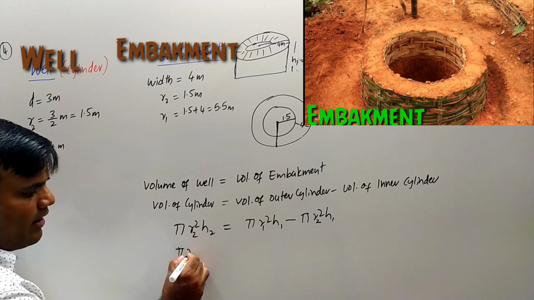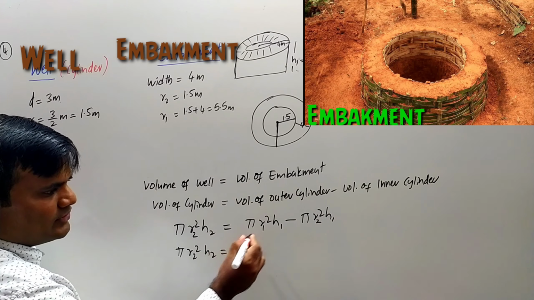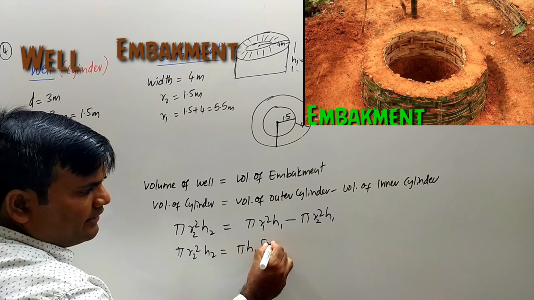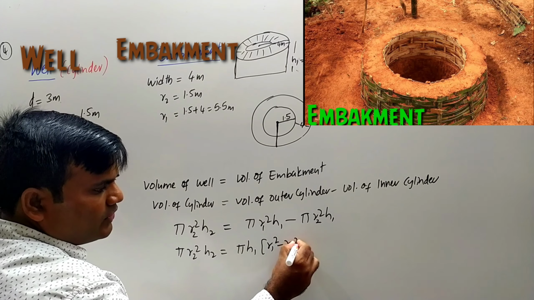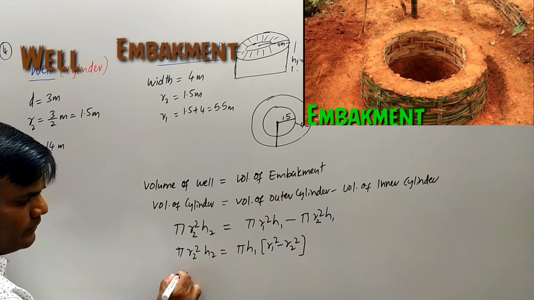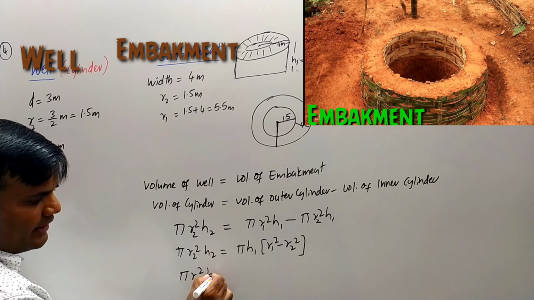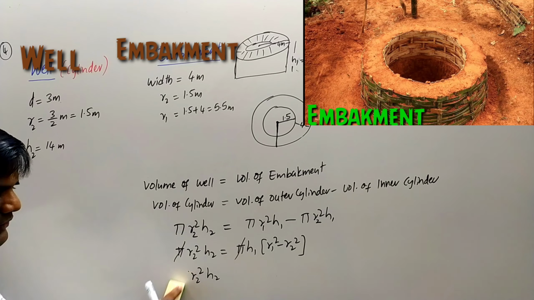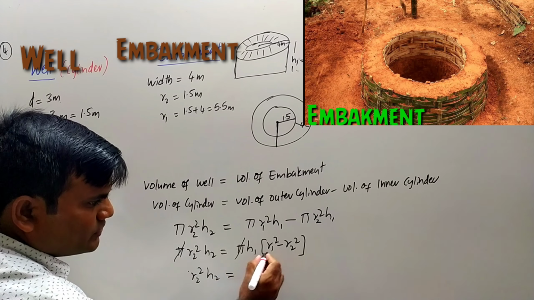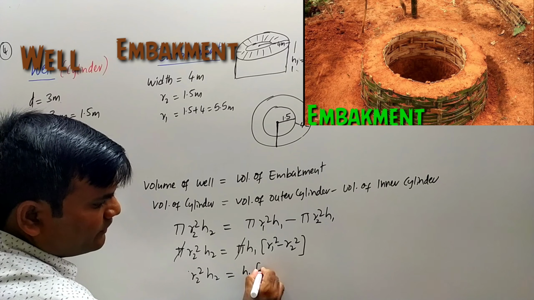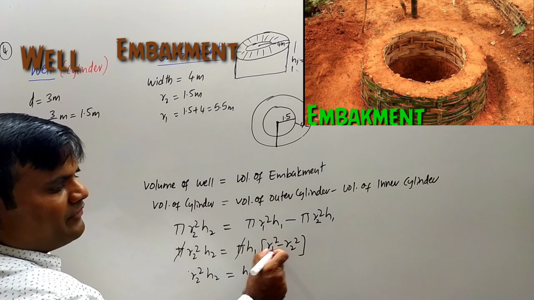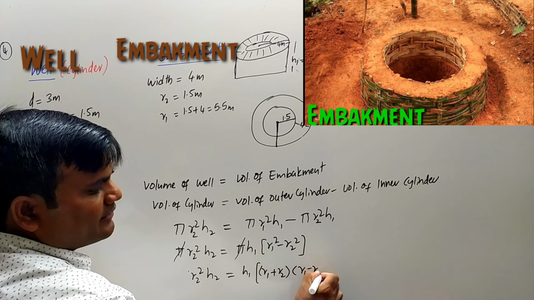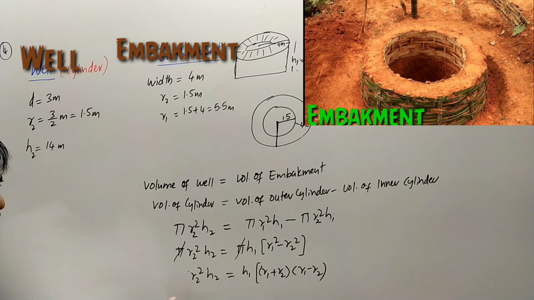Now pi R2 square H2 is equal to, we can take pi H1 common. So we will get R1 square minus R2 square. That is equal to pi R2 square h2. So we can cancel pi. So r2 square h2 is equal to h1 into, this one we can write as r1 plus r2. This is in the form of a square minus b square, so we can write a plus b into a minus b.